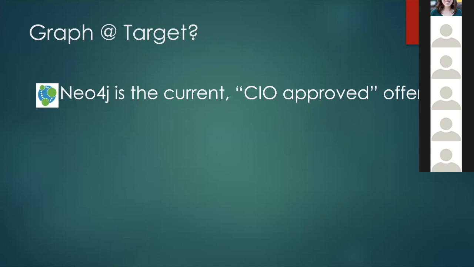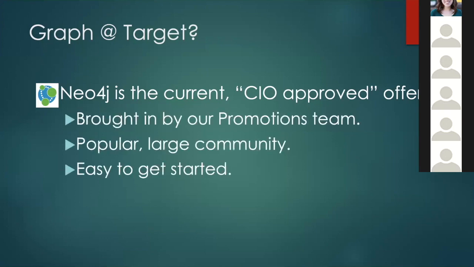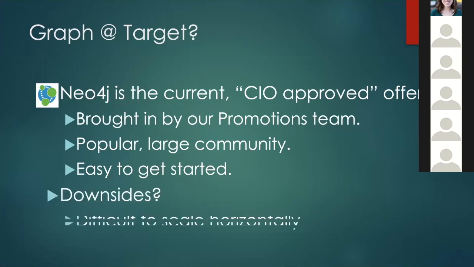Now Neo4j, like I said, is the current CIO-approved offering. It was brought in by our promotions team. It has some advantages where it's popular. If you look at dbengines.com, you'll see it's #1. And a lot of that is because I think it's very, very easy to get started with Neo4j. That being said, it definitely has some downsides.